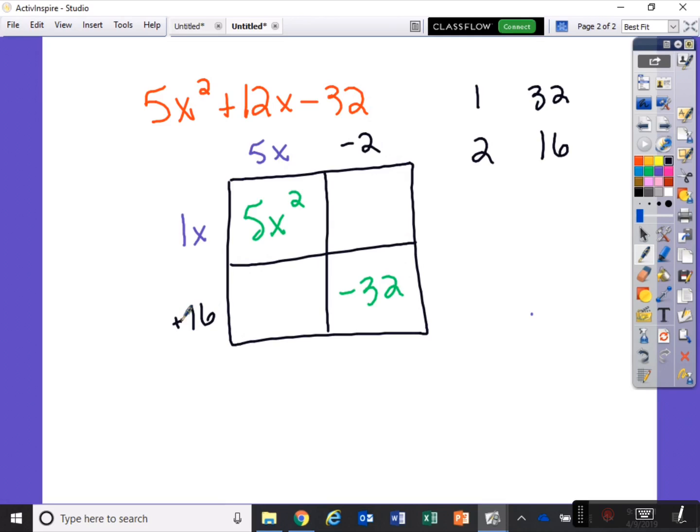Okay, what if I make this positive and this negative? It's not going to work. It's still big. It's not going to work, is it?